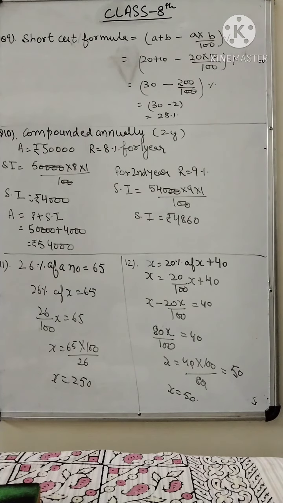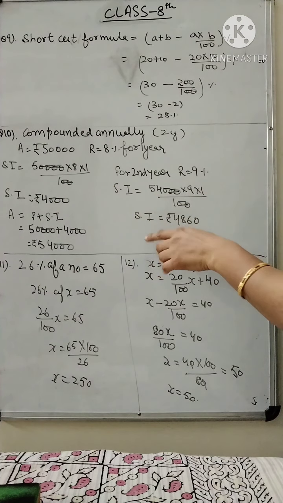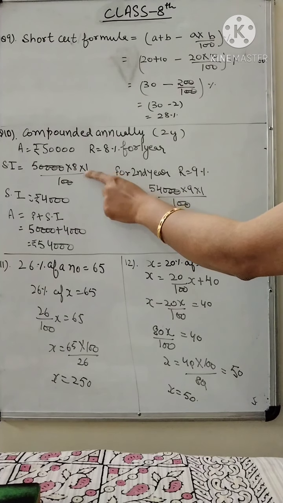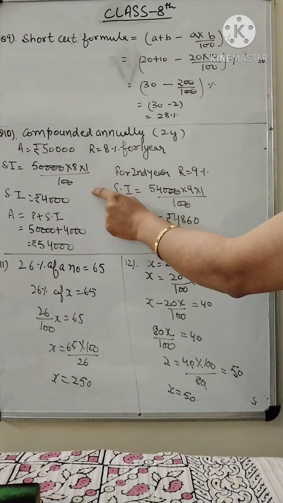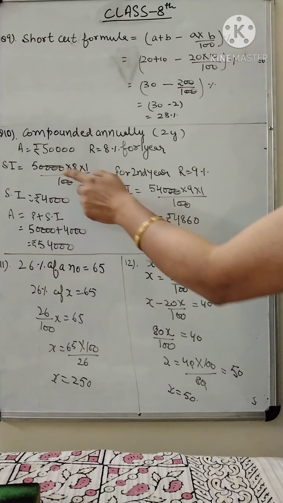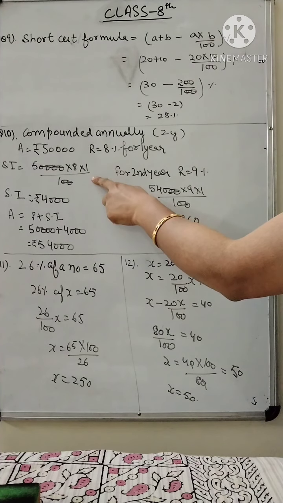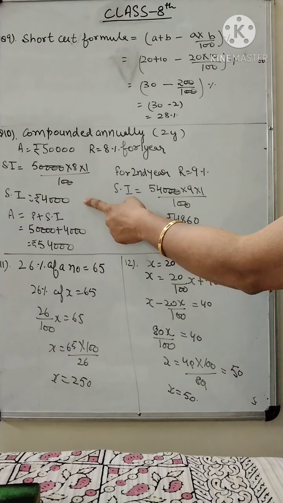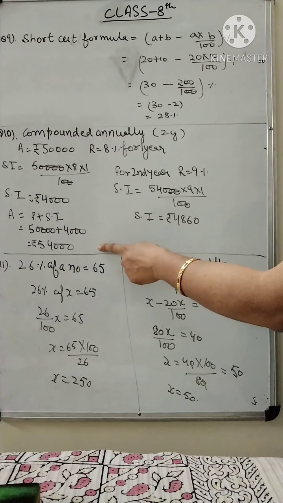So, SI is equal to, I am just finding this with the simple interest formula, PRT upon 100. In the place of P, 50,000, in the place of R, 8%, time period is 1 year, upon 100. Solve the calculation, you will get a simple interest of 4,000. So amount is equal to 54,000.